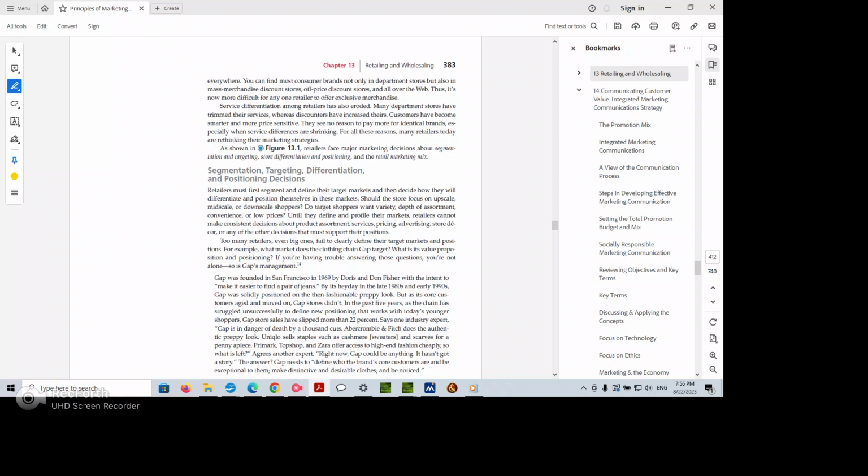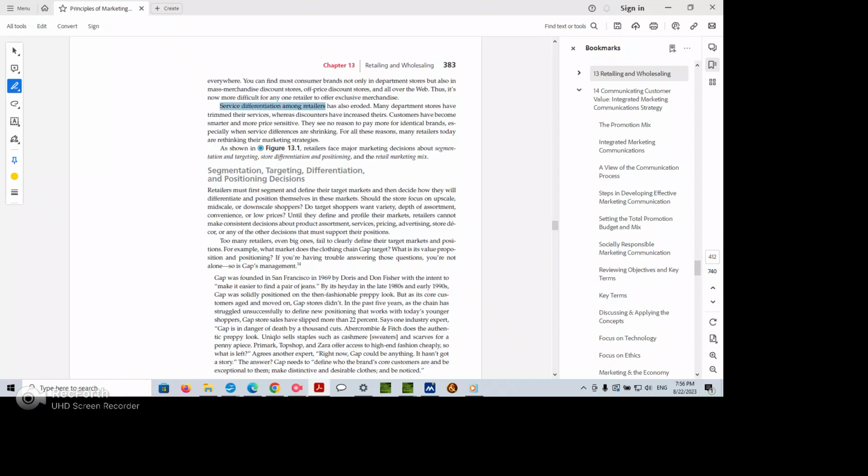Now, if you have a dealer that sells a lot of them, and they don't have an exclusive relationship, you can see one has larger inventory, larger and deeper product line. Service differentiation among retailers has also eroded. Many department stores have trimmed their services, whereas discounters have increased theirs.